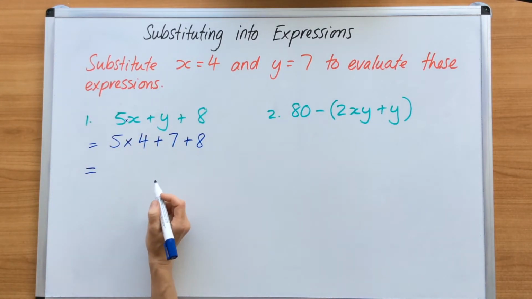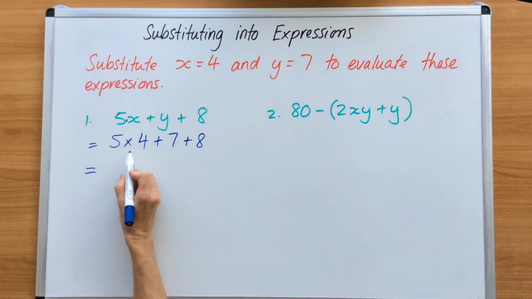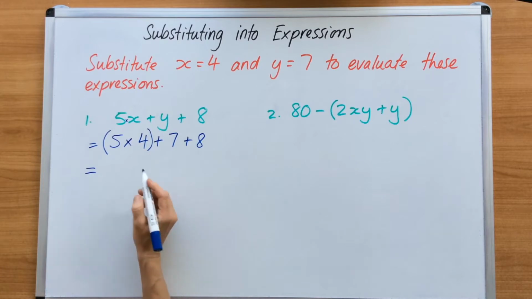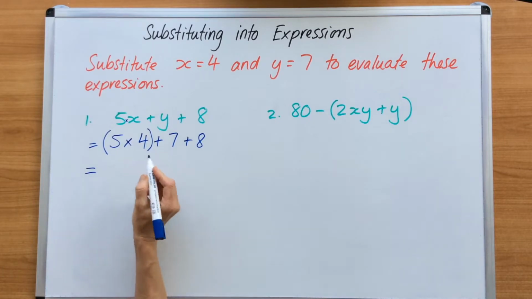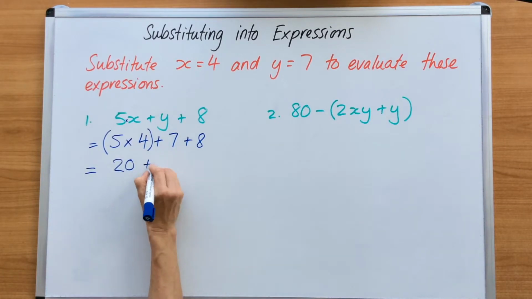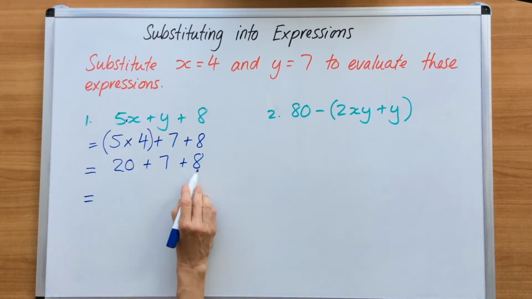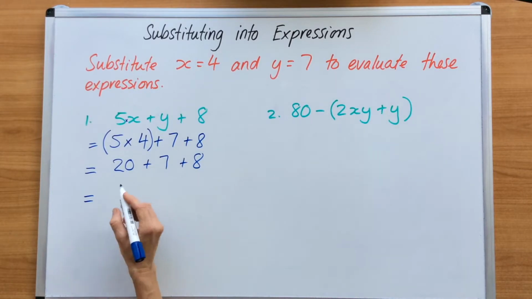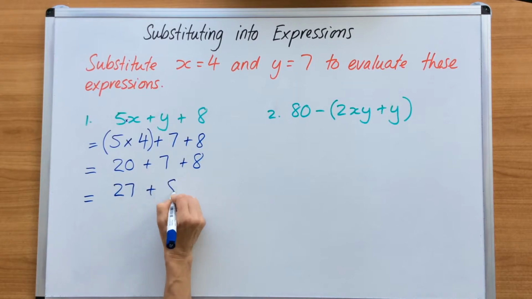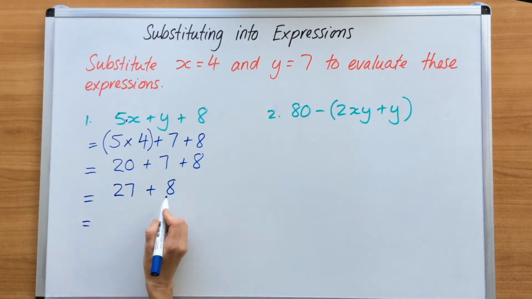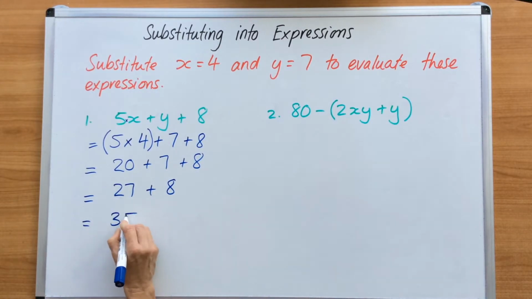So now I do order of operations. So we've got multiplication, addition, addition. So first of all, multiplication. Okay, so we're going to solve 5 times 4 is 20. Drop down the plus 7 plus 8. We've got addition all the way across. We can simply go ahead and add that up, but I'm going to do it in 2 steps. I'm going to add 20 plus 7 is 27 and drop down the plus 8. And then I'm going to solve 27 plus 8 is 35.